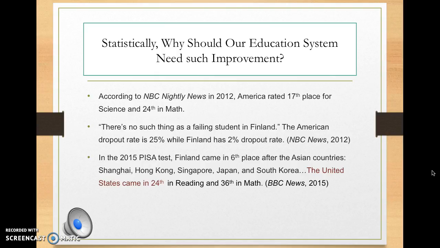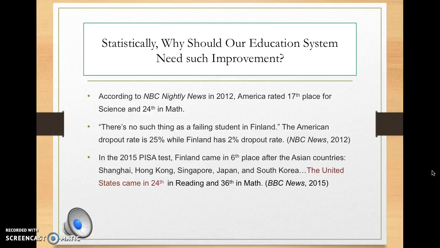In a more recent scale of the 2015 PISA test, the United States came in 24th place in reading and 36th place in math, while countries like Shanghai, Hong Kong, Singapore, Japan, and South Korea actually rated top 5, and Finland came in 6th place after the Asian countries.